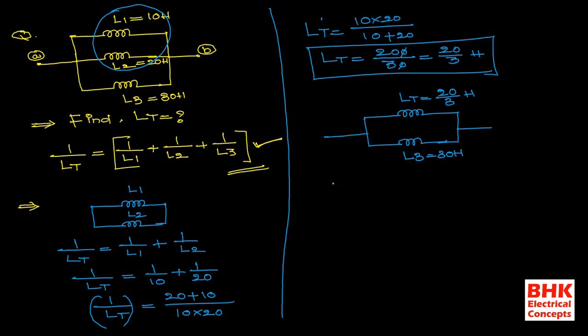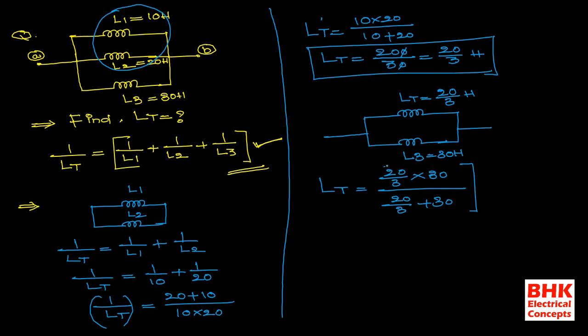When two are connected in parallel, to get the value of total inductance, as I told you, there is no need to go for the reciprocal again. You know that when two are connected in parallel, the product of these two divided by the sum of these two gives the value of the total inductance. So here, 20 divided by 3 into 30 divided by 20 divided by 3 plus 30.